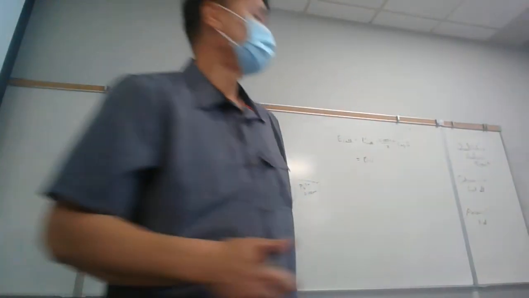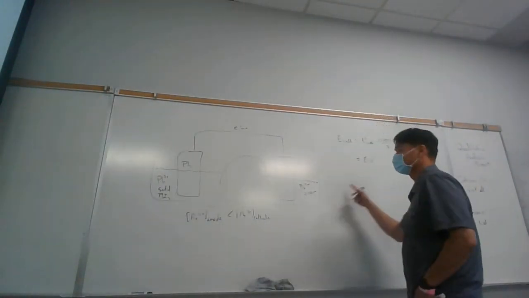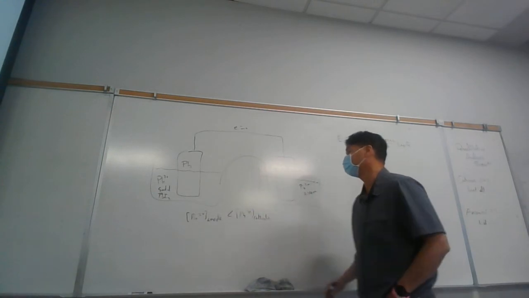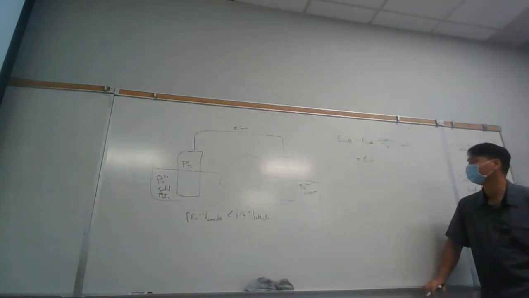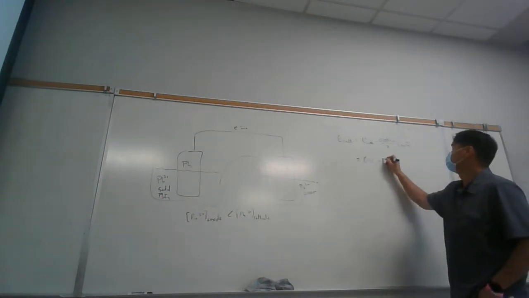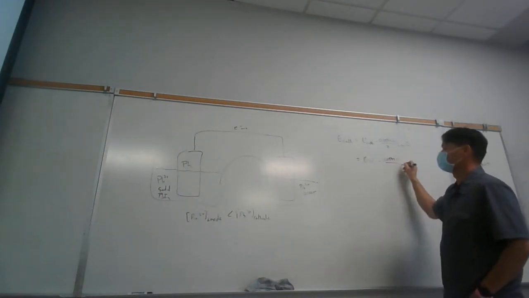E of the cell is equal to E naught of the cell minus 0.0592 volts over Z log of Q. E naught of the cell is 0 volts because if this were, let's say, 1 molar and 1 molar under standard conditions, then it would be a tie. There would be no flow of electrons. So under standard conditions, the two lead ion concentrations are the same. We don't expect electrons to go left or right. Minus 0.0592 volts over Z.